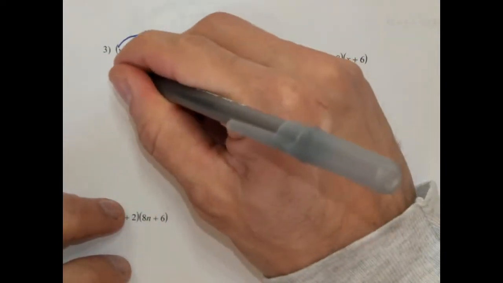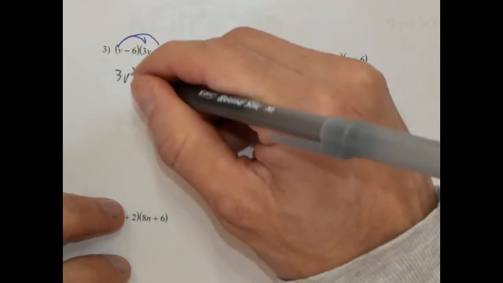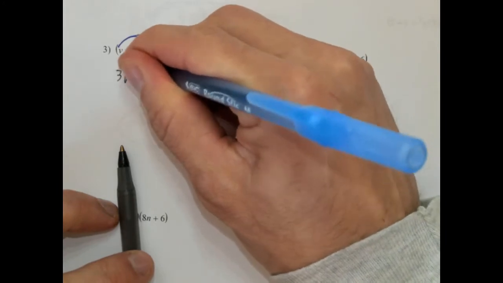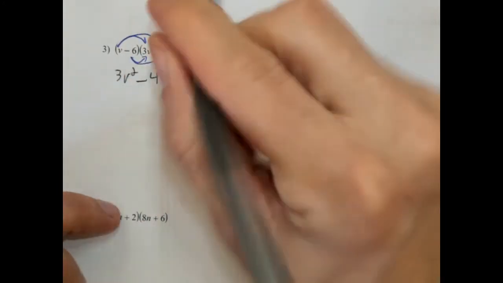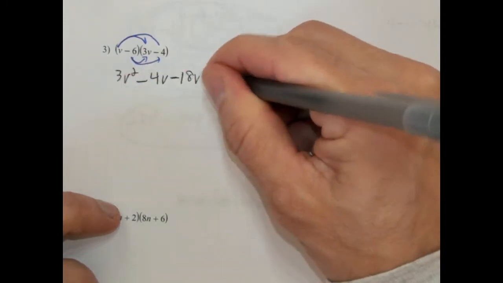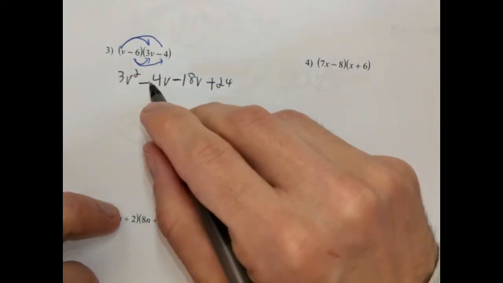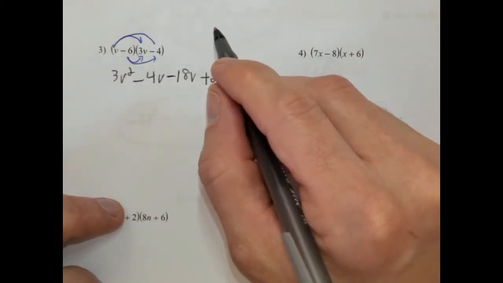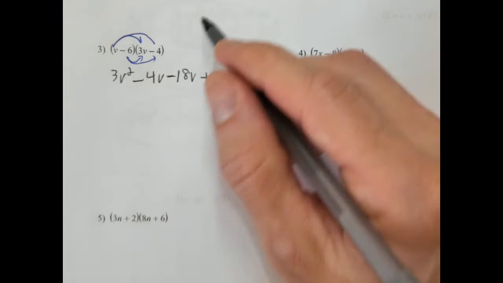V times 3v is 3v squared. V times negative 4 is minus 4v. We're going to distribute this negative 6. Negative 6 times 3v is minus 18v. Negative 6 times negative 4 is positive 24 because they're both the same sign. So we're going to change the sign. Make it positive. Yeah, brain's still functioning today.